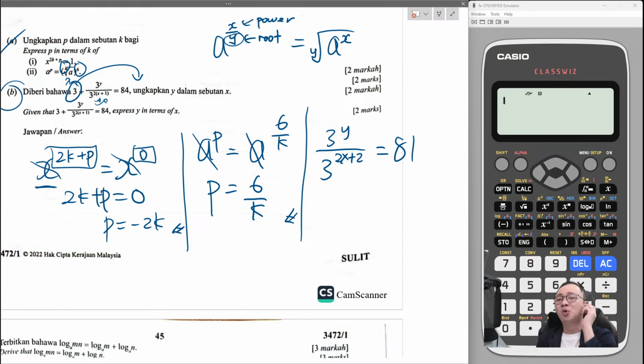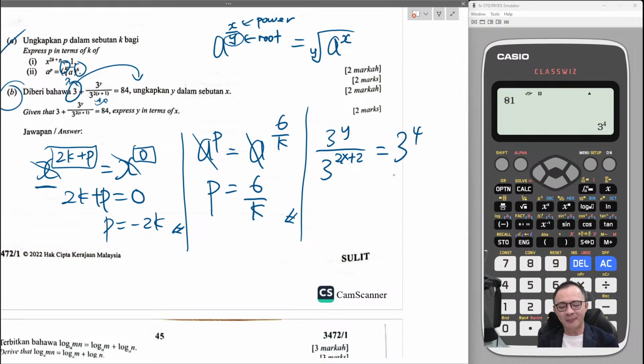And if you do not know, 81 is 3 power 4. This is what you can do in the calculator. You type 81, you type equal, and then you do shift factorization. It's above the ENG button. You type this one, do you see? The calculator actually will tell you 81 is 3 power 4. If you got it, then I will change the 81 into 3 power 4.